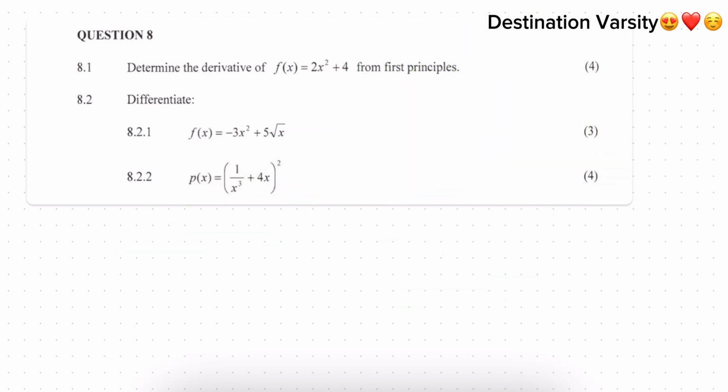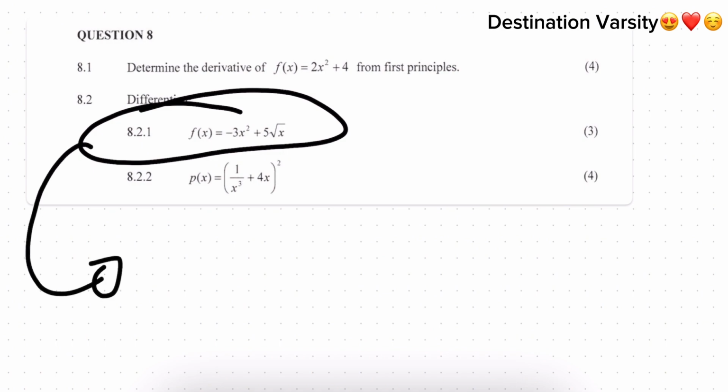Okay, how do you then determine derivatives of this? How do you derive this? Simple. Don't complicate things. This is 8.2.1, so this literally means f prime of x. Let's not start by determining f prime of x, so we simplify it first.